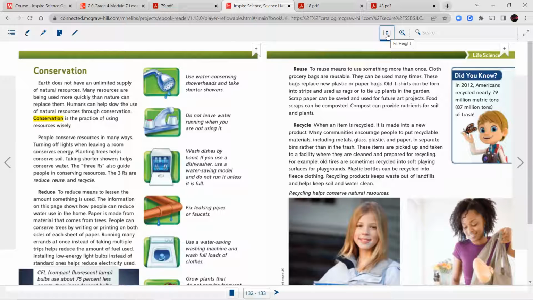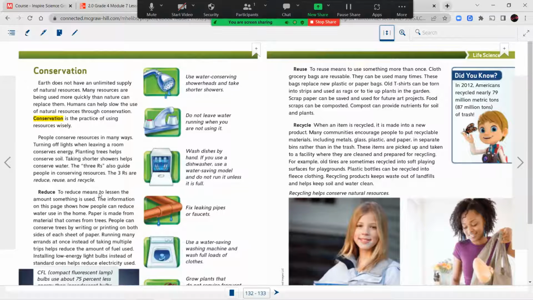Turning off lights when leaving a room conserves energy. Planting trees helps conserve soil. Taking shorter showers helps conserve water. The 3 Rs also guide people in conserving resources. The 3 Rs are reduce, reuse, and recycle.